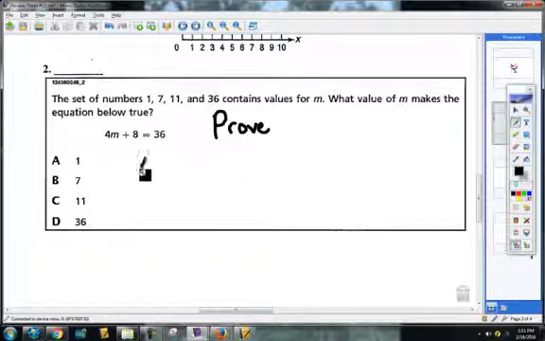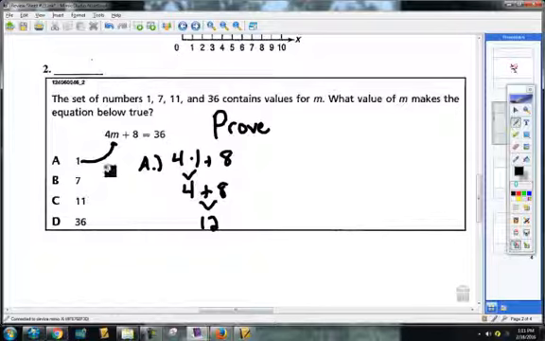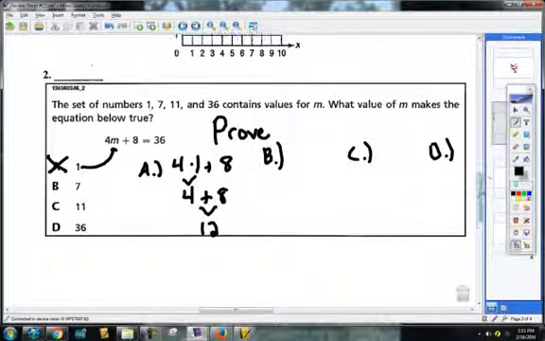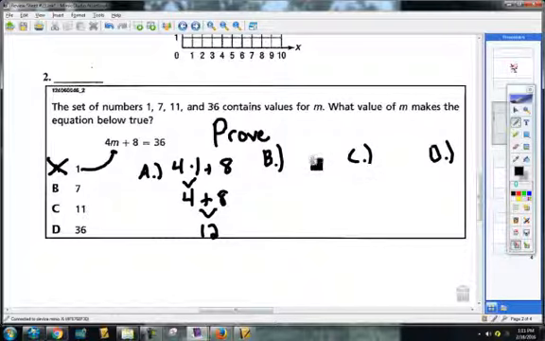Okay, and what I mean by prove is I want you to take letter A and say, okay, I'm going to take 1, I'm going to plug it in. So 4 times 1 plus 8. I'm going to solve this, simplify it I should say, to get 12. Now does that equal 36? No. So A is eliminated. And I'm going to do the same thing for B. I'm going to do the same thing for C. I'm going to do the same thing for D. Okay? So that's what I want. If you don't have the prove here, it will be wrong. I don't care whether you have the answer circled or not. I want you guys to get in a good habit of finding the 3 wrong answers and actually proving them. Okay?